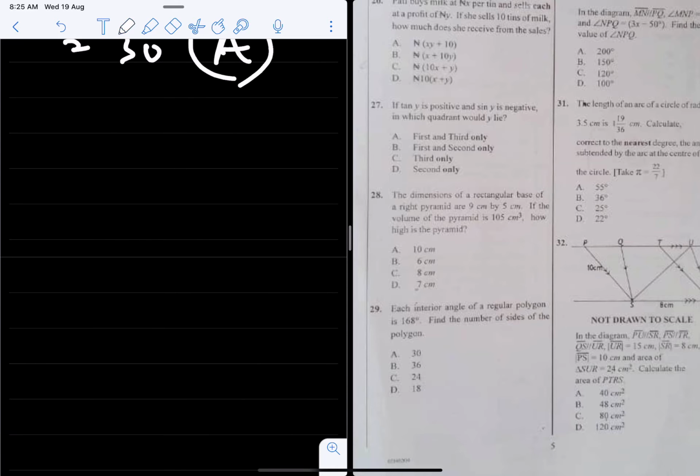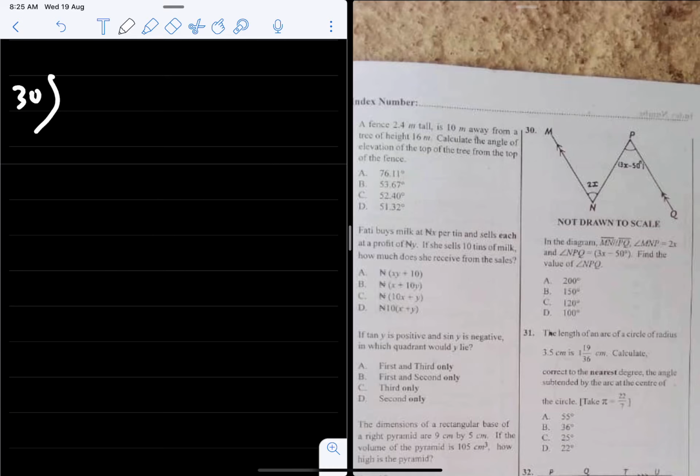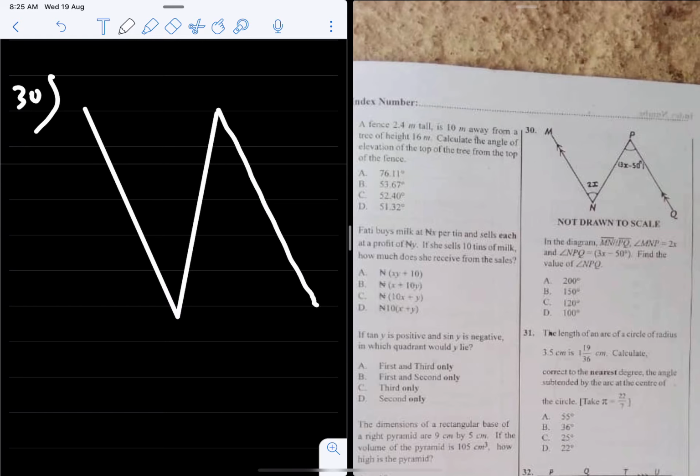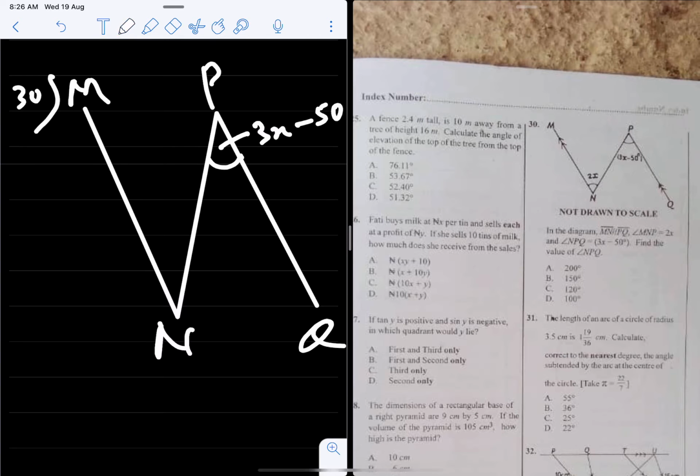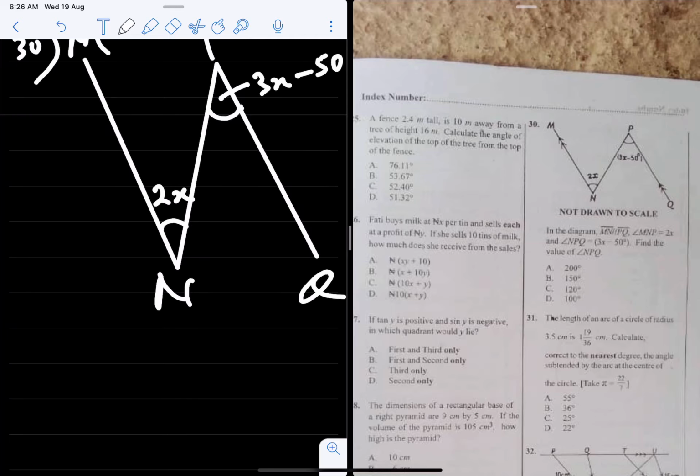Now to number 30 quickly. Number 30 says, oh, I think this is supposed to be a piece of cake too. Obviously, this is a piece of cake. Now we have that this is M, N, P, and Q. This angle is 3x minus 50 degrees. This is 2x. Yeah, this line is parallel to this line.